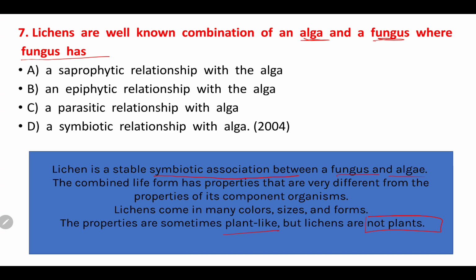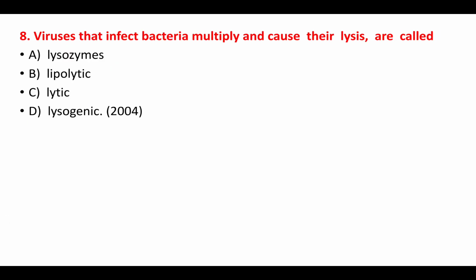It's a symbiotic or mutual relationship between the algae and fungi. It is not saprophytic, epiphytic or parasitic. It is a symbiotic relationship. So option D is the right one. Now let us move on to the 8th question.